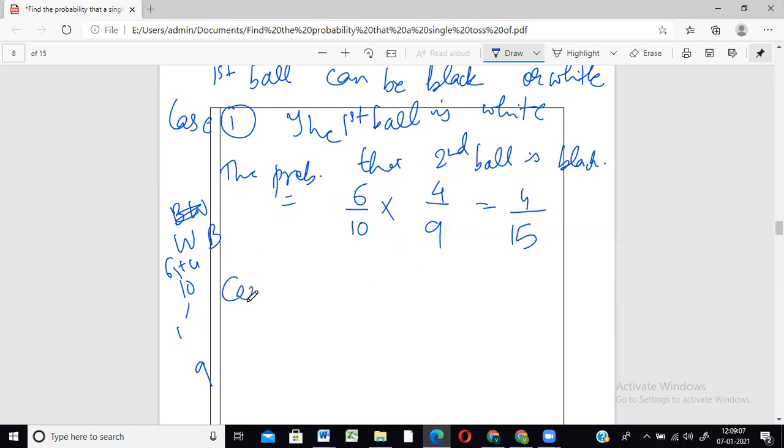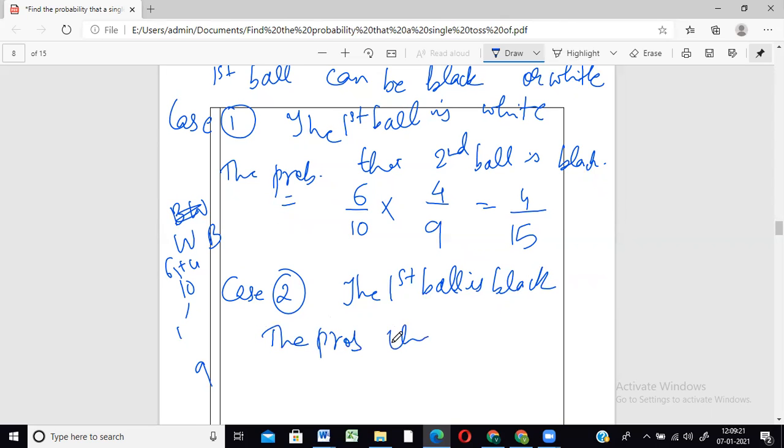Now, if you've understood this, then I think the second case is very, very easy. What will be our second case? When the first ball is black. The first ball is black. All right. So now you have to find out the probability that the second ball is black. All right.